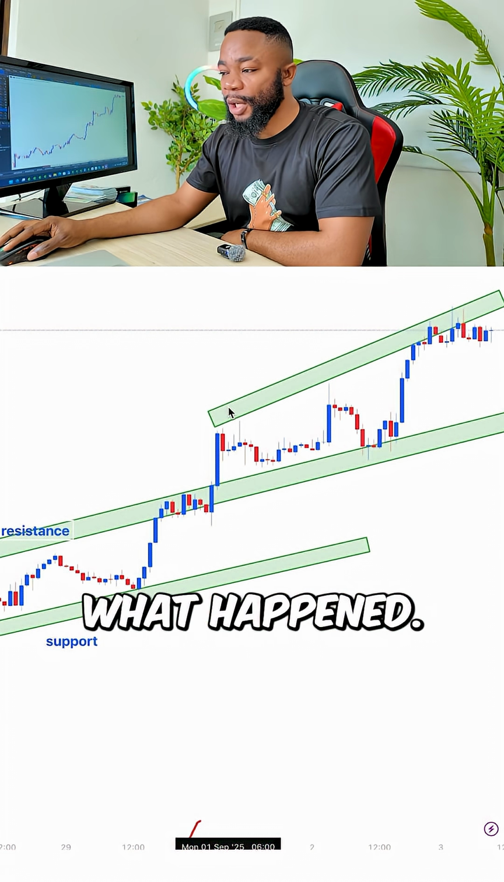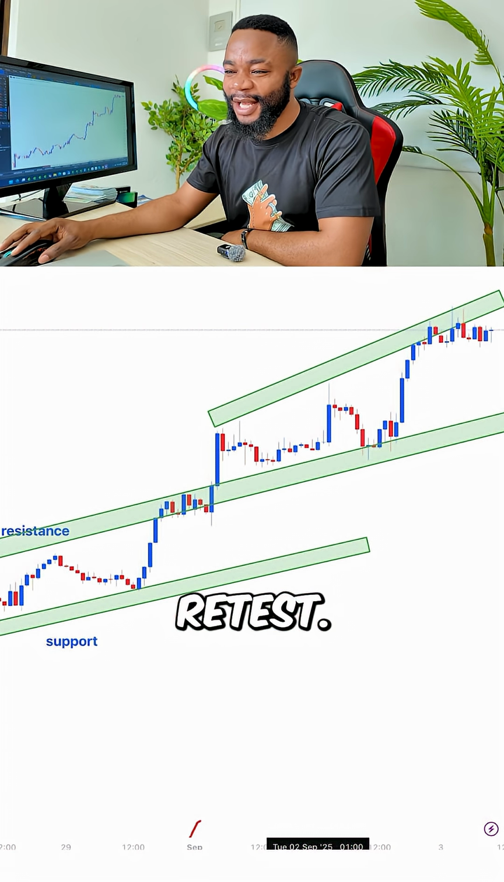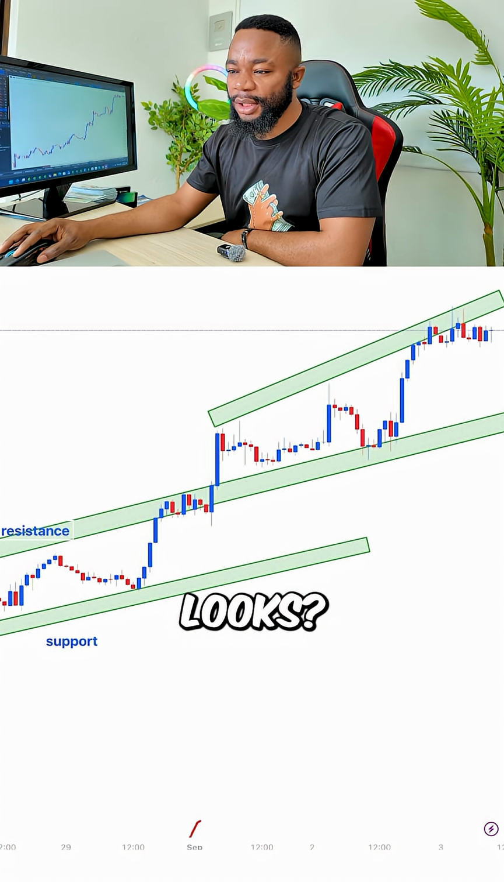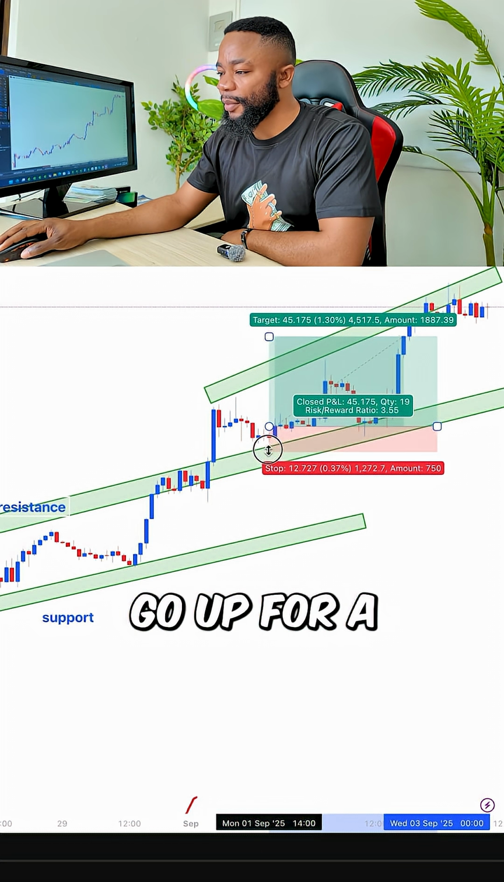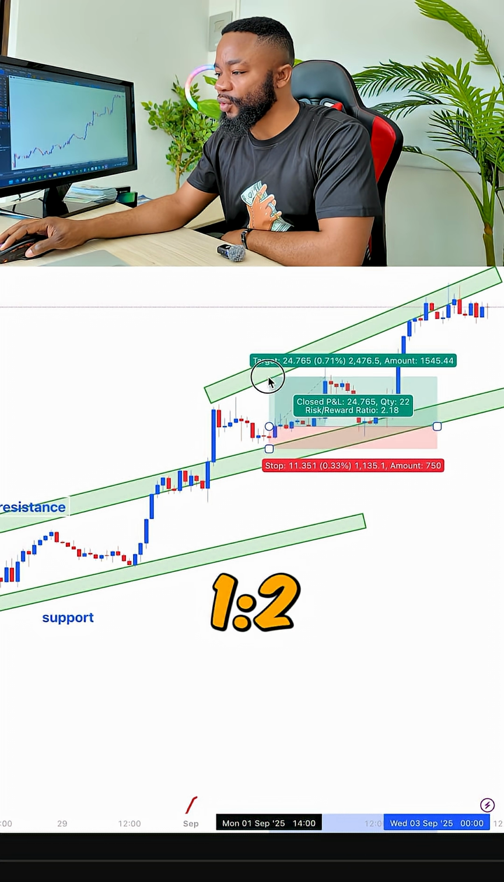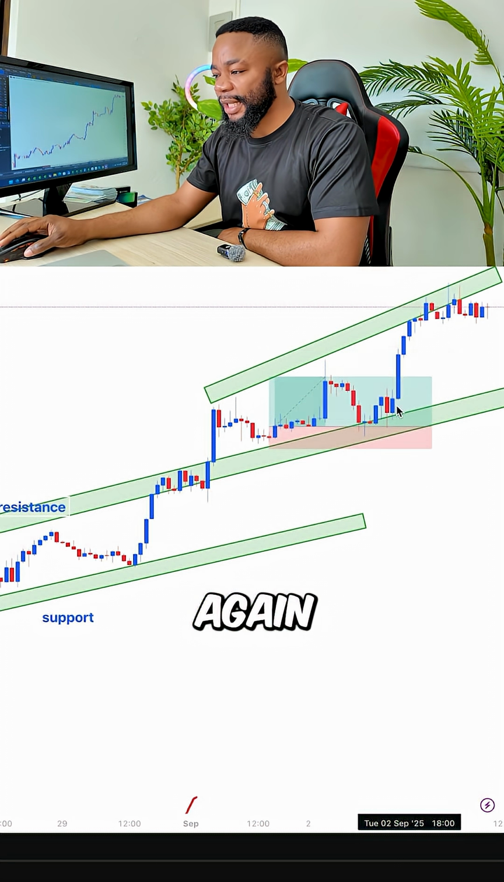So this support, what happened again? You just wait for a retest, a break and retest, break and retest. Can you see how awesome it looks? Break and retest, we would have gotten in again somewhere there. Boom, go out for a risk to reward of 1:2, would have already been out of the trade, clearly out of the trade, and then again you got in there.